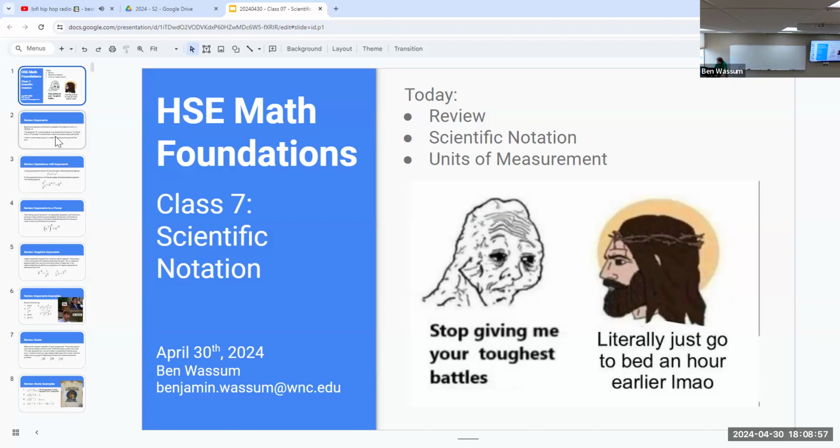Okay, so what we're doing today, we're going to review all the exponents and roots and stuff that we did last time. We're going to jump into scientific notation, after which we will play with some units of measurement. Isn't that exciting? Good stuff.